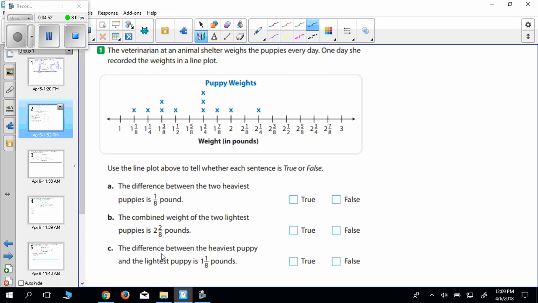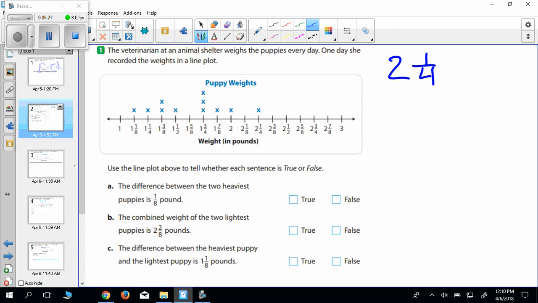So here they're asking different questions. It says, use the line plot to tell whether each one is true or false. So for A, it says the difference between the two heaviest puppies is 1/8 of a pound. So we have to find out if that's true or false. It says the two heaviest puppies, so you're looking for the farthest to the right that you can go for the absolute heaviest puppy. And so the absolute heaviest puppy is 2 1/4 pounds.